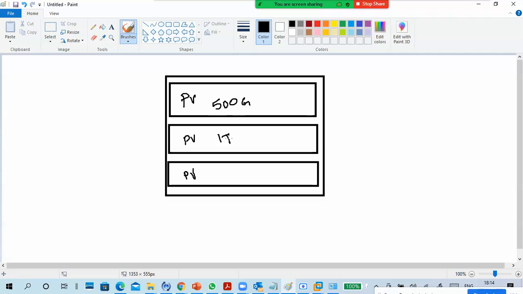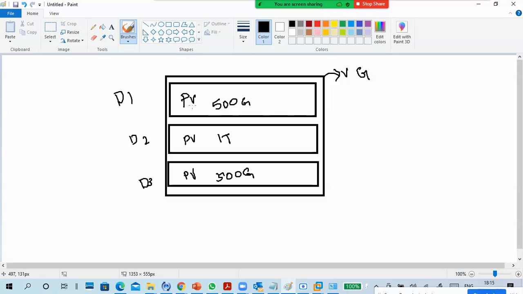Maybe this is 1 terabyte. Maybe this is another 500 GB. See, regular or irregular, no problem. So these are all physical volumes, PVs. Separate hard disks. This is disk 1, disk 2, disk 3. Physical hard disks. I combined all these disks and I created a volume group.